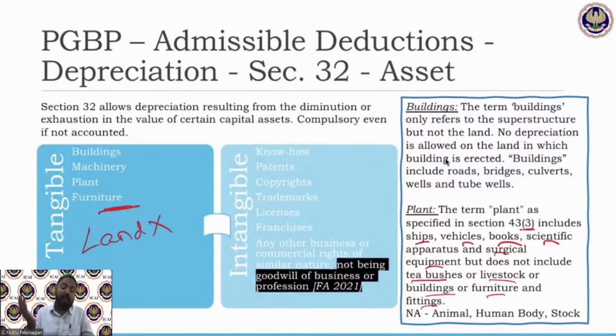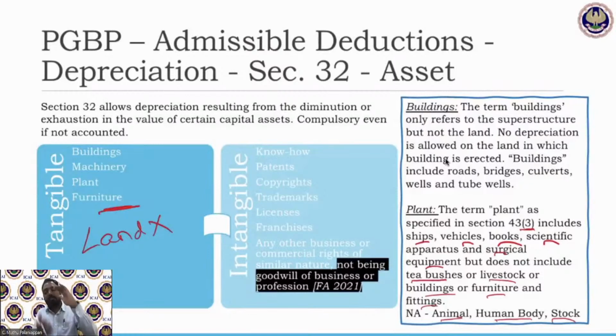There are also other exclusions. Animals can never be considered as plant, the human body can never be considered as a plant, and stock can never be considered as a plant because it is a trading asset, so it cannot be categorized as a fixed asset. All these are not plant and machinery. So what do you mean by plant? It includes ships, vehicles, books, scientific apparatus, and surgical equipment, but does not include tea bushes, livestock, building, or furniture and fittings. It also does not include animals, the human body, and stock. So that's what plant is about.